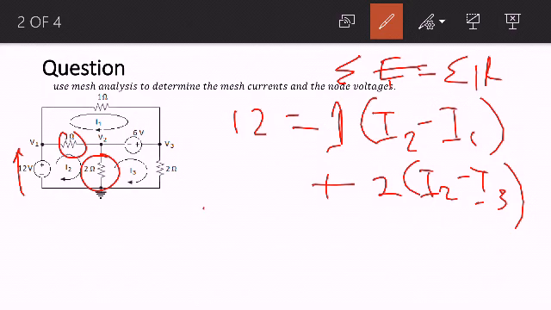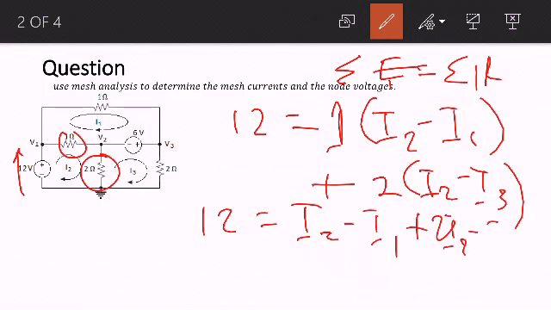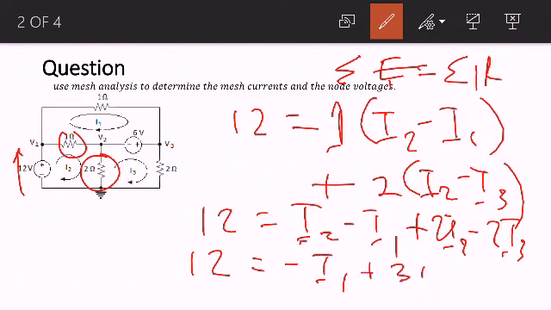So we are going to get 12 equal to I2 minus I1, opening the bracket, then plus 2I2 minus 2I3. If we rearrange, we get minus I1, I2 plus 2I2 gives us 3I2, then minus 2I3. You can write that somewhere: 12 equal to minus I1 plus 3I2 minus 2I3.